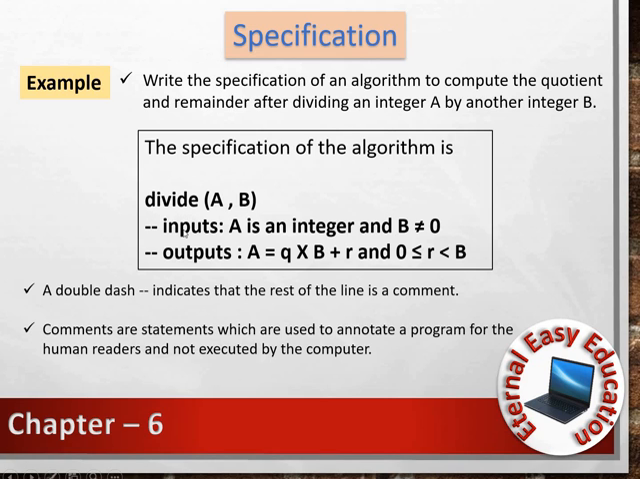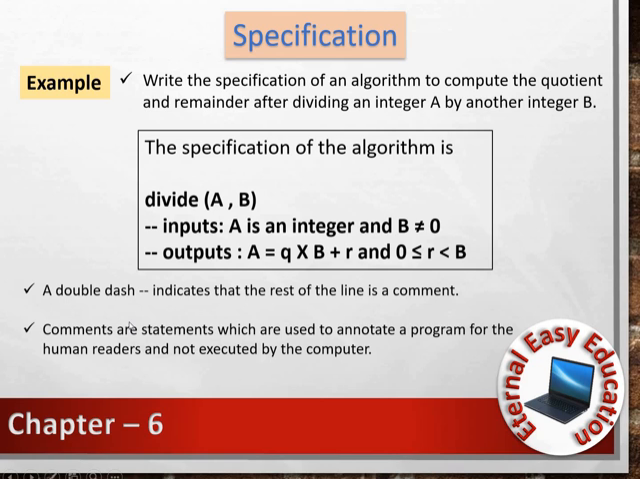Next one is the input property. Input property means A is an integer and B not equal to 0. Third one is the output, the input-output relationship: A equal to Q into B plus R, and the remainder R should satisfy 0 less than or equal to R less than B.